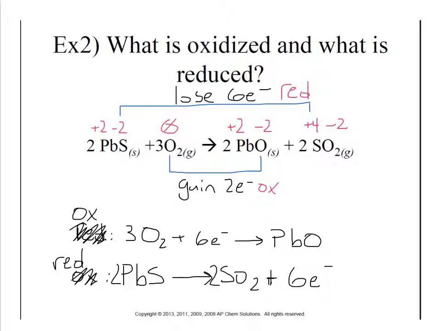The oxidation half reaction shows oxygen gaining 6 electrons to become PbO. The reduction half reaction shows sulfur losing 6 electrons when it becomes SO2. It's really important to note then that these two numbers match up because you can't have oxidation without reduction. Sulfur had to lose 6 electrons so that oxygen could gain those 6 electrons.